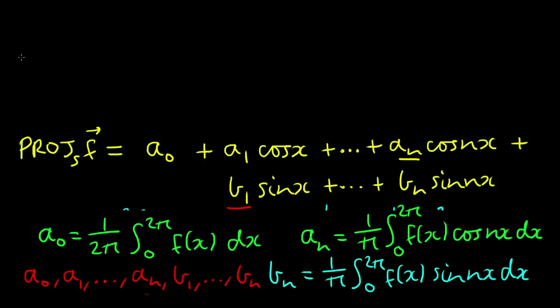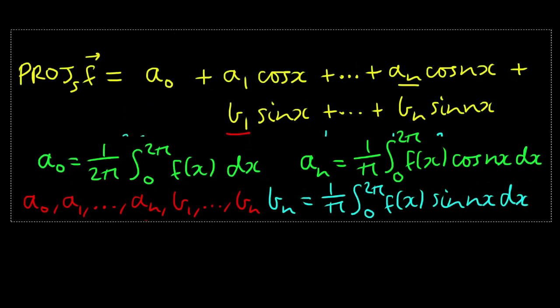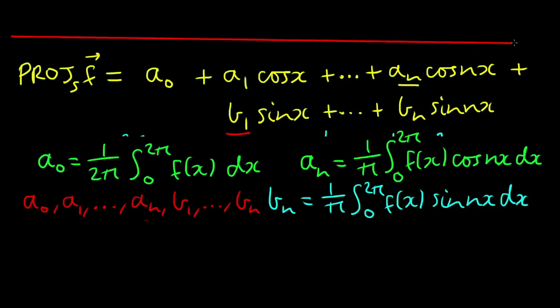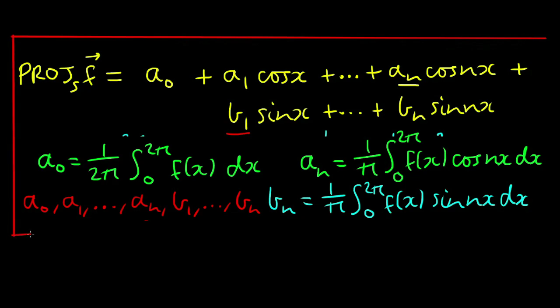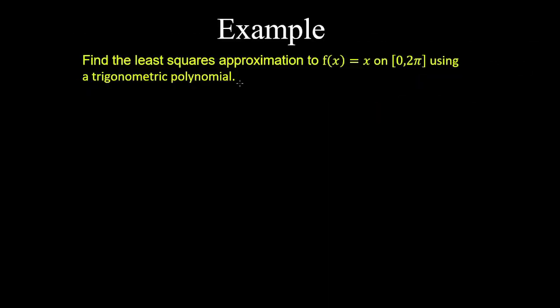So in general, this is the approximation to our function f using a Fourier series. I will make this more clear in an example problem. Let's find the least squares approximation to a function f of x equals x on the closed interval from 0 to 2 pi using a trigonometric polynomial.